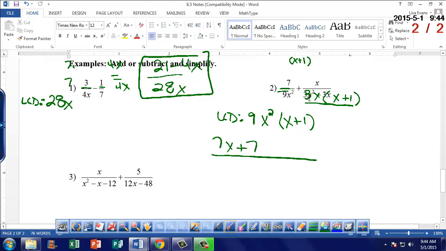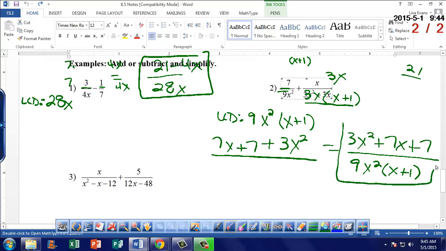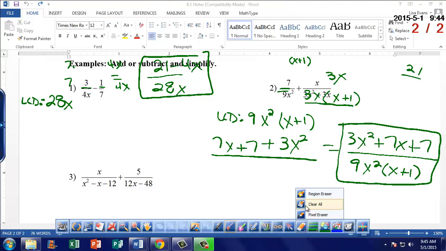This one, I'm missing a 3 and an x. So I have 3x squared. Now, what I normally do in this one is rewrite it in descending order. So I have 3x squared plus 7x plus 7 over my least common denominator. Now, I want to see if I can factor the numerator. If I multiply 3 times 7, I get 21. Is there anything that multiplies to give me 21 and adds to give me 7? No. So you cannot simplify this. This is your final answer. Okay, ready to try the next one?